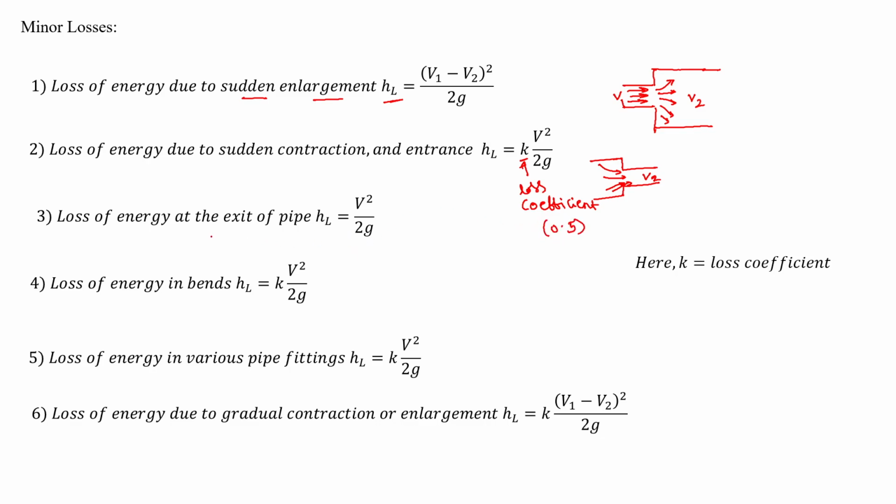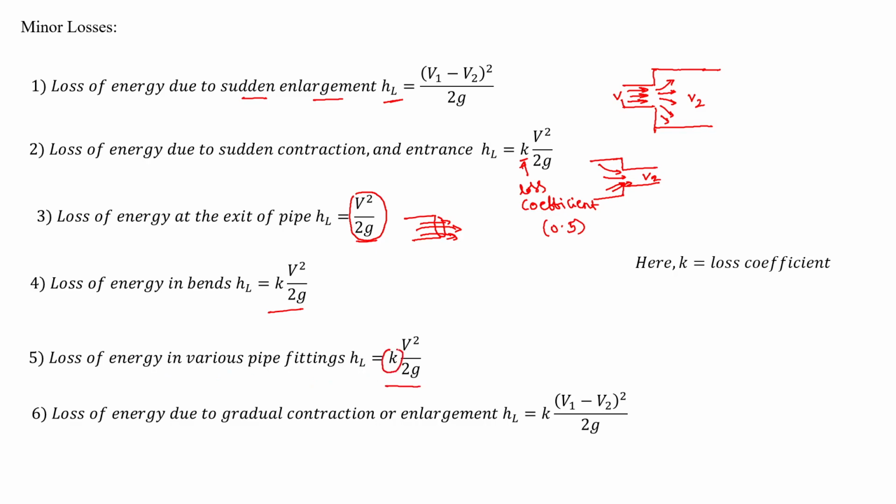And the loss of energy at the exit of the pipe. At this particular location, if we compute the total energy, there will be a sudden drop which is equal to v square by 2g. Similarly, the loss of energy in bends is HL equal to k into v square by 2g. Similarly, there is loss of energy in various pipe fittings.